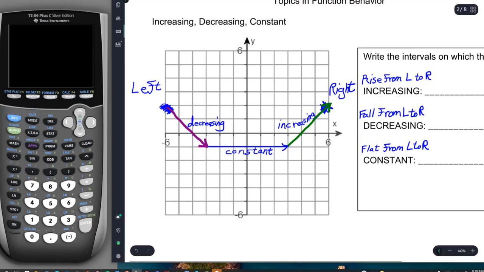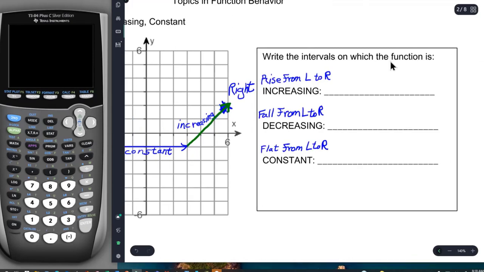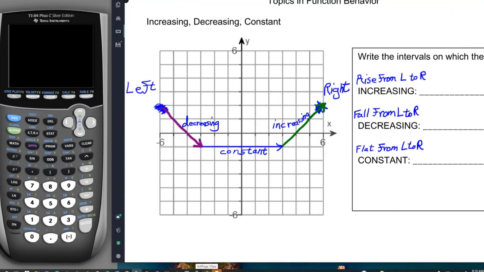Now, over here, though, we're asking a different question about the increasing, decreasing, and constant. Write the intervals on which the function is increasing. Write the intervals on which the function is decreasing. Write the intervals on which the function is constant. As strange as it feels, we're not asking about the y-axis. And that actually might make more sense. What we're looking for is the intervals on the x-axis that match up with the graph and what it's doing. The interval on the x-axis that matches up with the graph when it's decreasing.